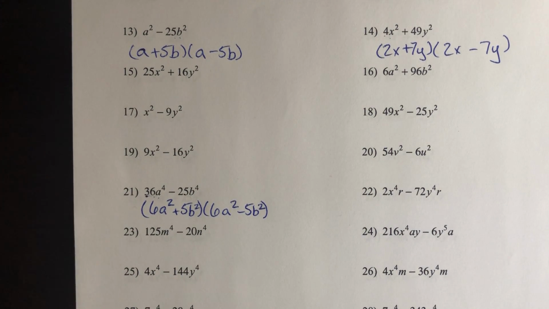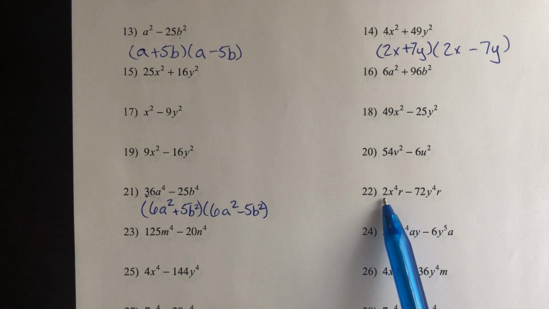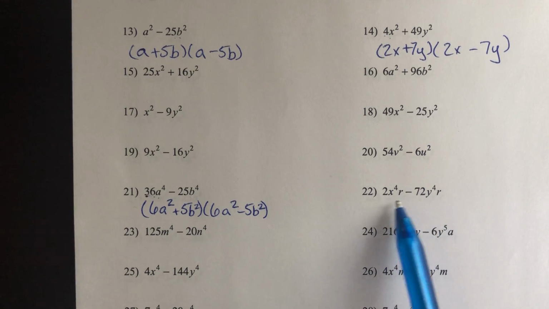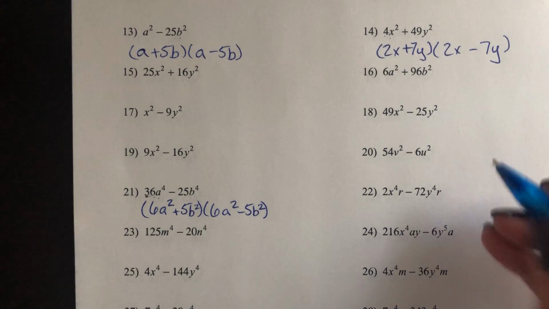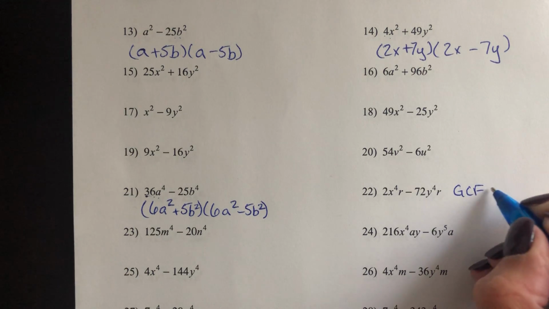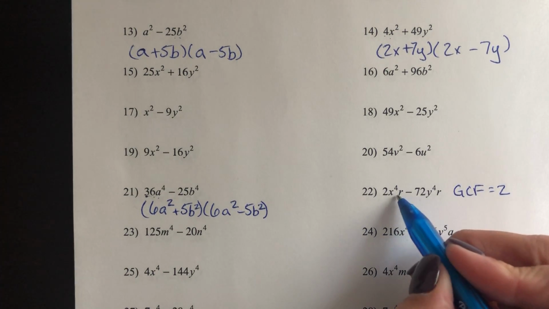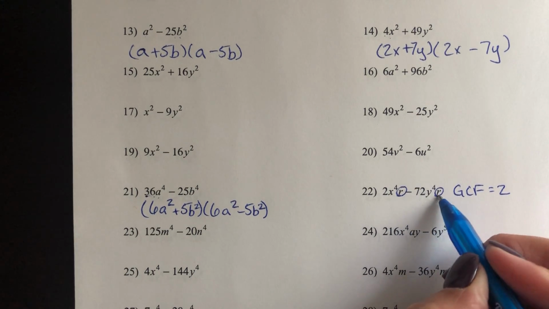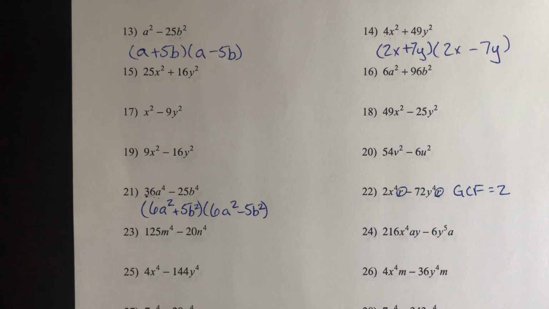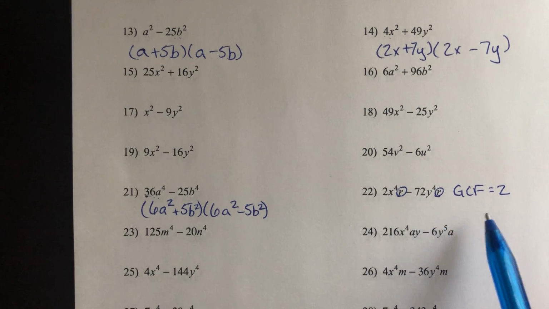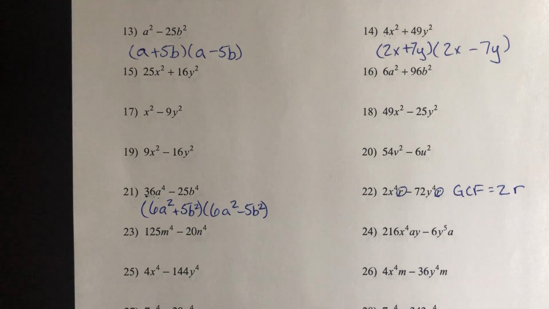Let's look at 22. So remember, always look for that GCF first. So for 22, it does have a GCF. Both 2 and 72 can be divided evenly by 2. But notice, both terms have an r. So I can factor out an r. So my GCF is 2r.